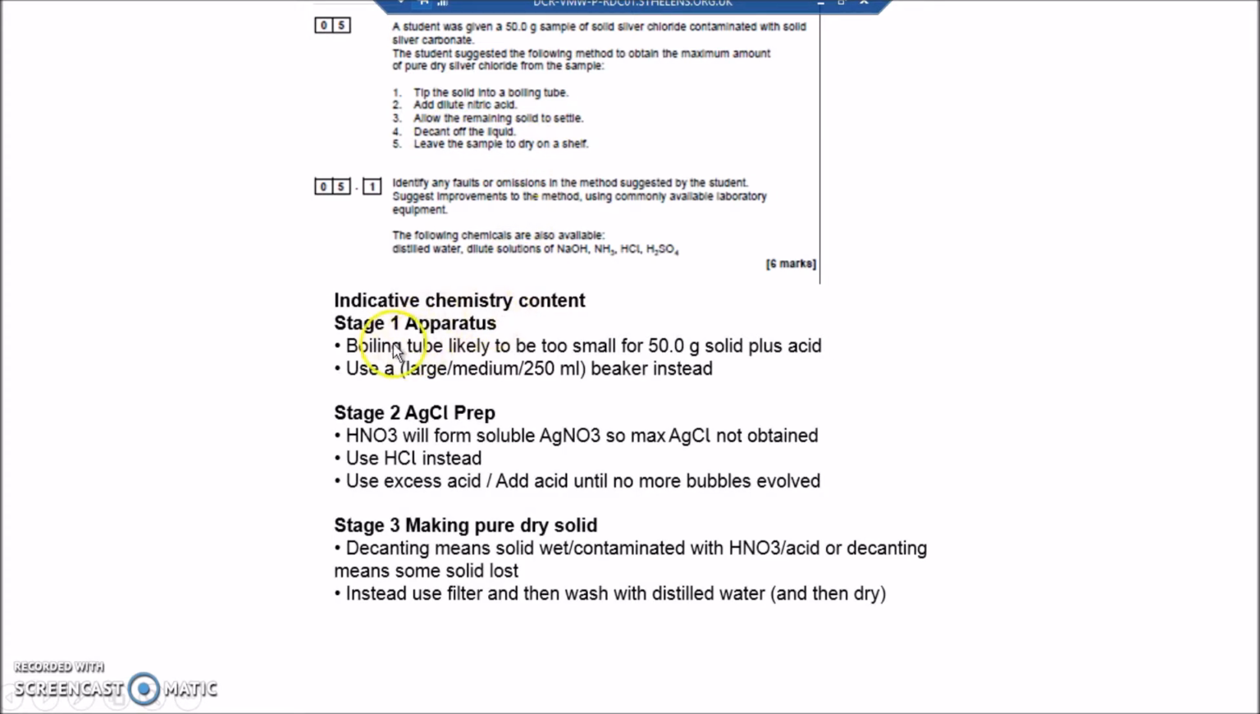So let's have a look at this. Boiling tube likely to be too small, yes. Use a 250 milliliter beaker, or any kind of medium-sized beaker. Use hydrochloric acid instead of nitric acid to make the maximum amount of silver chloride. Use excess acid until no more bubbles are made to make sure that all the silver carbonate's used up. Decanting means you've got a wet solid, and you're also going to lose some of the solid as well.